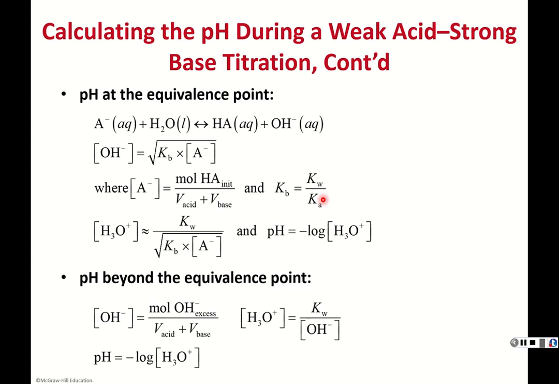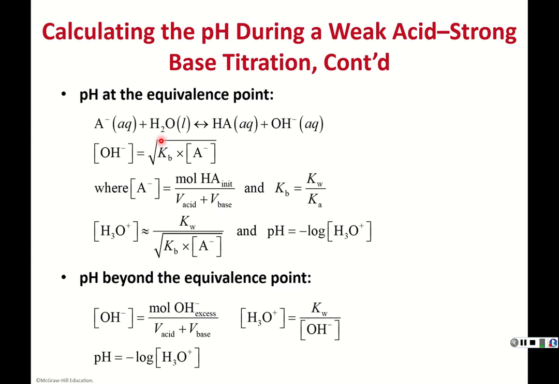Right, and then for your H3O plus concentration, if you want to substitute this in here, this equation would be Kw divided by the square root of Kb times the concentration of A minus, or conjugate base. Right? And that's important because you need that to calculate a pH. Okay, so your pH at the equivalence point, again, is going to depend on your Kb value.